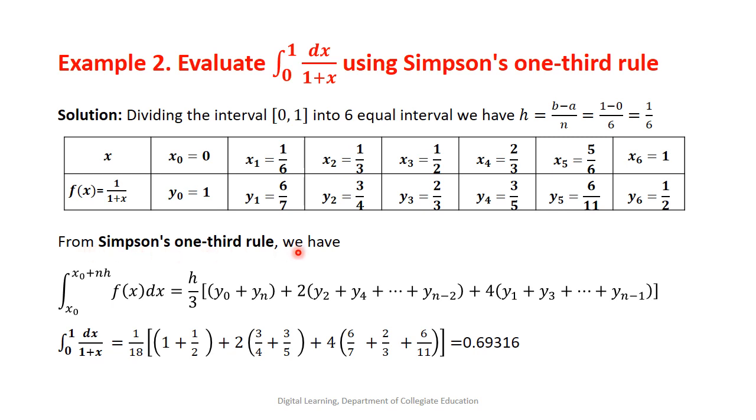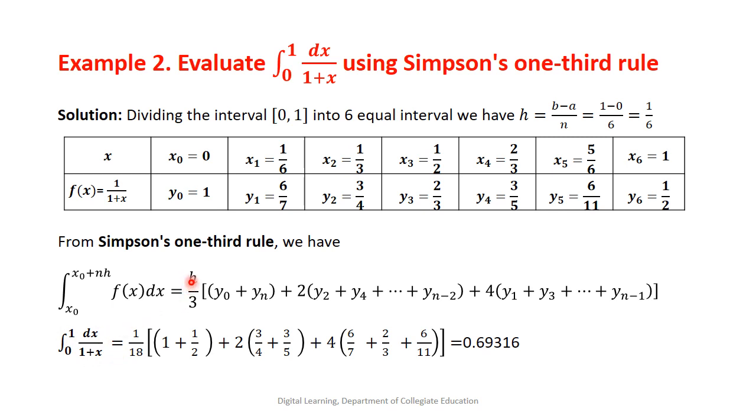From Simpson one-third rule, I have integral x0 to x0 plus nh f of x dx. Here I have h by 3 into first term plus last term, 2 into all even terms of the y, plus 4 into remaining terms. Here I have integral 0 to 1 dx by 1 plus x. This is the required integral.